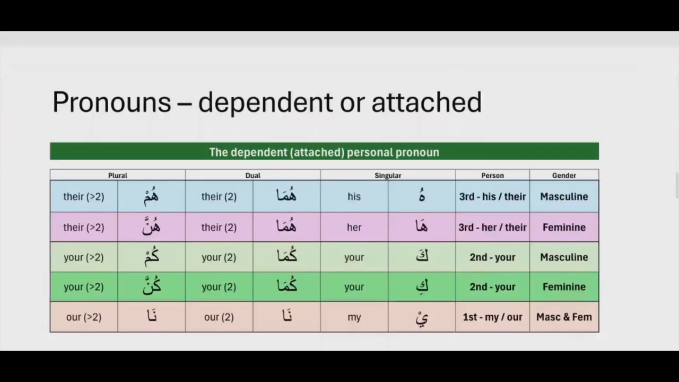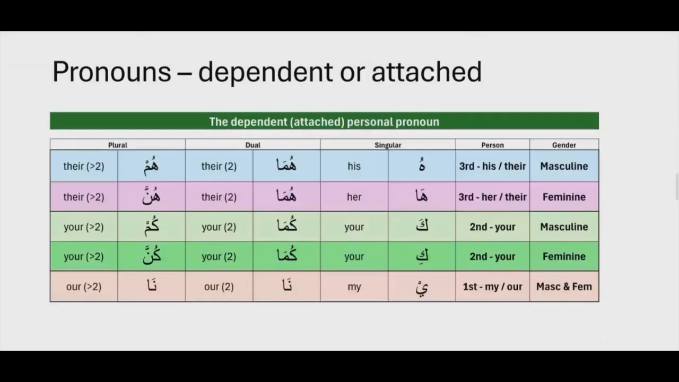Then the dependent pronouns: hu, huma, hum, ha, huma, hunna, ka, kuma, kum, ki, kuma, kunna, and I, na, right? So this is the attached form. If you're attaching it to a noun like kitabuhu or kitabuhuma or kitabuhum, this is how it looks when you join it to a noun. Again, there are some similarities, as you can see.